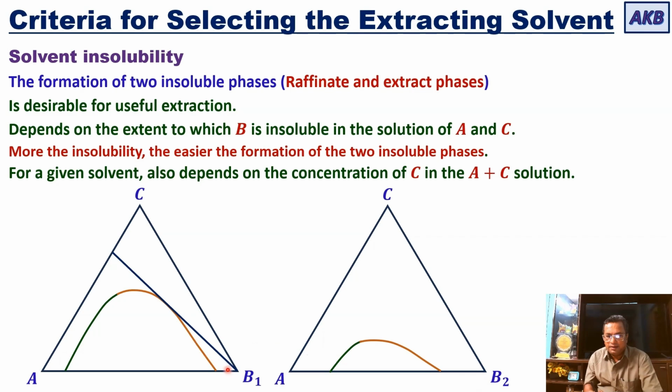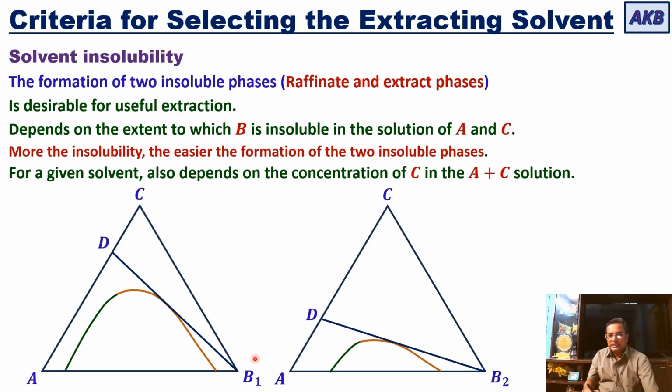Now, I'm drawing a tangent to the binodal solubility curve that originates at the apex B1, and I'm calling this point D. I'll do the same thing for the other diagram. I'll draw a tangent from apex B2 and I'll get point D.